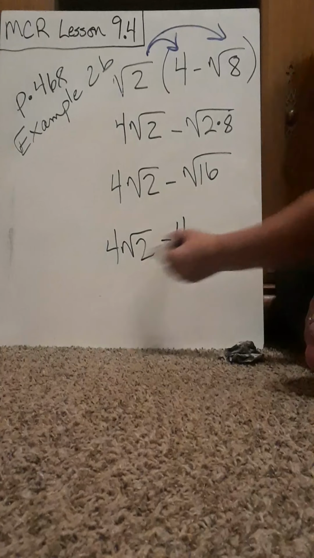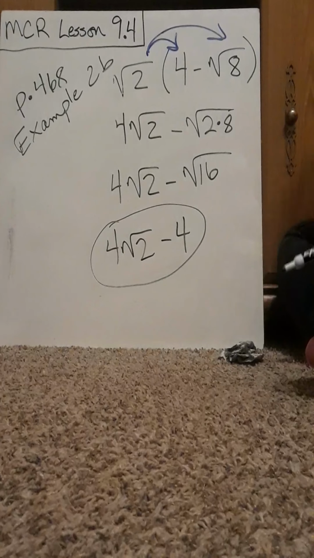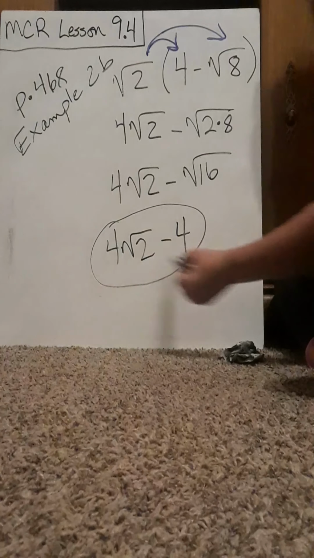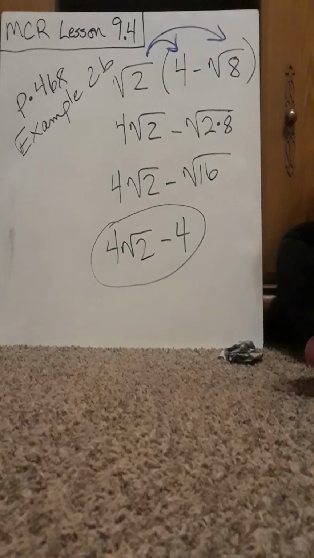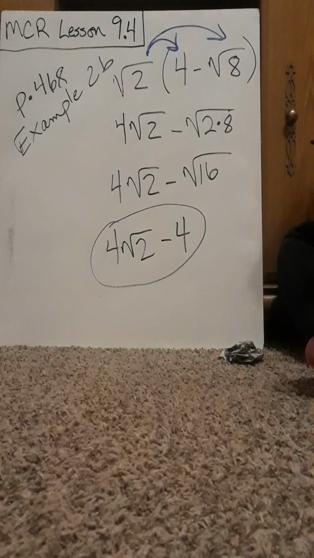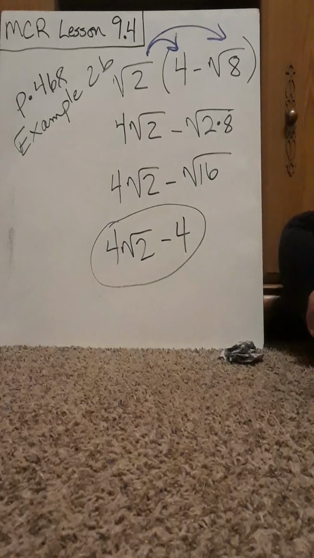Now, this is another case where a lot of people are going to want to look at this and say, oh, let's try to combine that together. Don't try to combine this together. These are not like terms. You remember, when you're adding and subtracting, you have to have like radicals. And these are not like radicals. So don't try to combine that. Just leave it the way that it is.